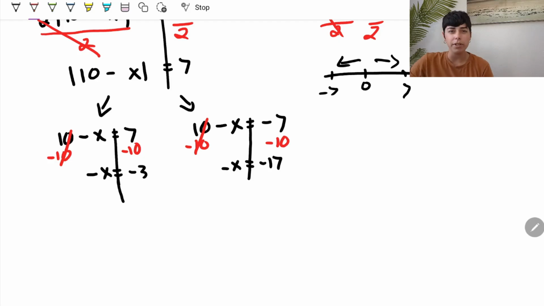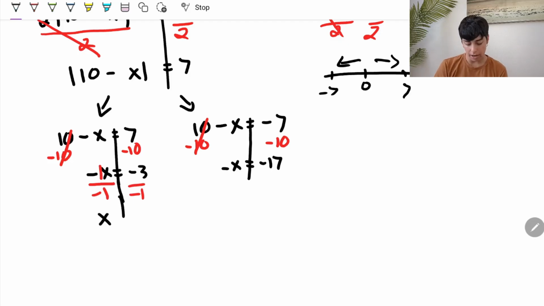Now here's when things get weird. I have this negative x, but we don't want negative x, we just want x. So there's a few ways to get rid of the negative. You can either divide, since we know that's technically a coefficient of negative 1. So we could divide by negative 1, and we get x is equal to positive 3. We could also multiply by negative 1, because multiplying by 1 doesn't change anything. But if I make it negative, 2 negatives cancel each other out, and we are left with a positive 17.